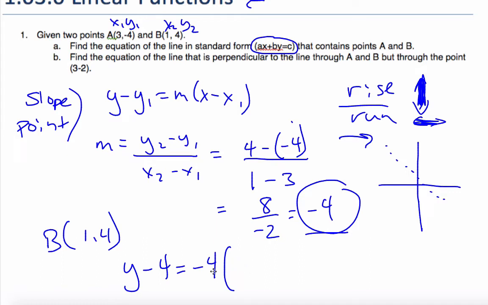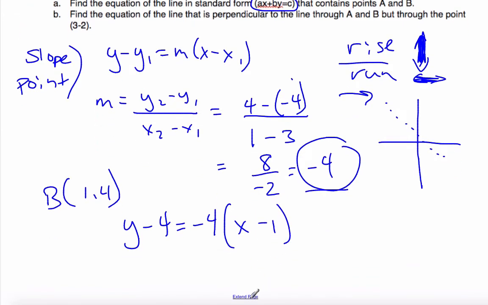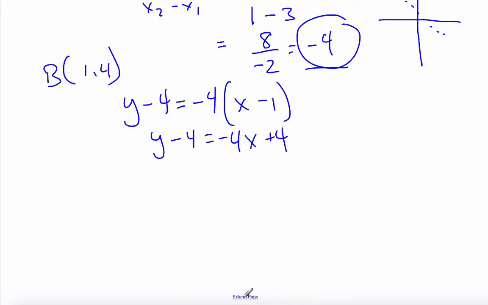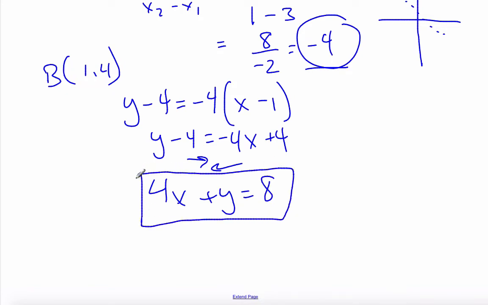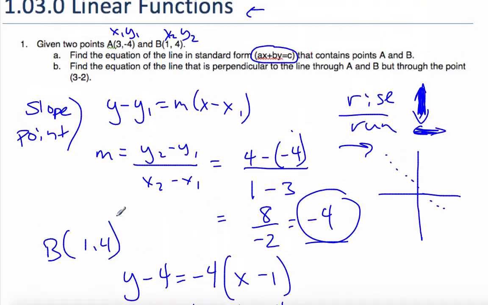So then I go y minus 4 equals negative 4 times x minus 1. Do some algebra here. I'm going to distribute the negative 4. Negative 4x plus 4. And I have to put it in standard form, so I'm going to move this over. So it's 4x plus y. This goes in the other direction, so I add 4, is equal to 8. And this is the equation of the line in standard form.